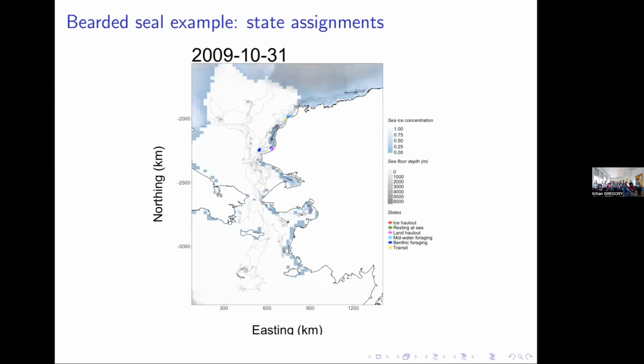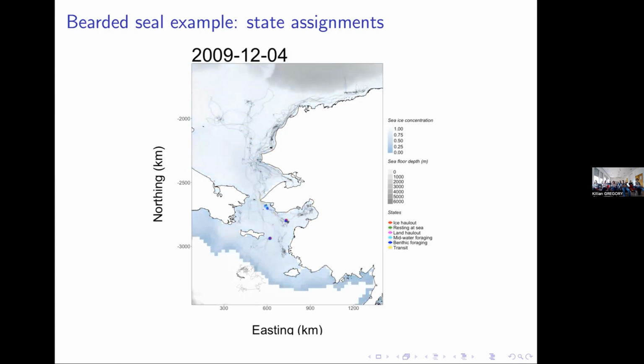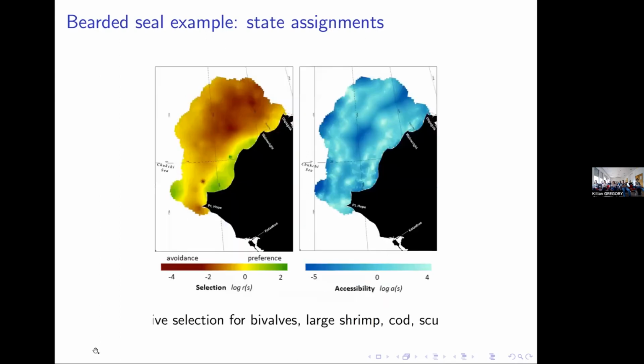What's your cell size? This was done a long time ago, so I think these might even be 25 by 25. Yep, there they go. The ice is coming in. It's winter. They swim under the ice. Anyway, you get the idea.